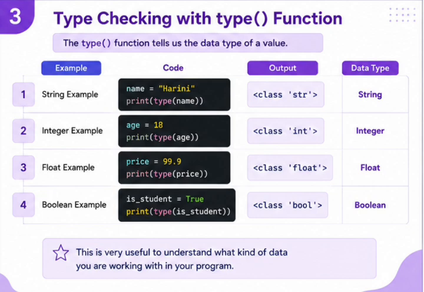Examples are given in the slide. You can see example 1, example 2, example 3, and example 4. This function is a lifesaver for beginners. Whenever you are debugging your code or feeling a bit confused about what data you are handling, just wrap your variables in type to see exactly what Python says.